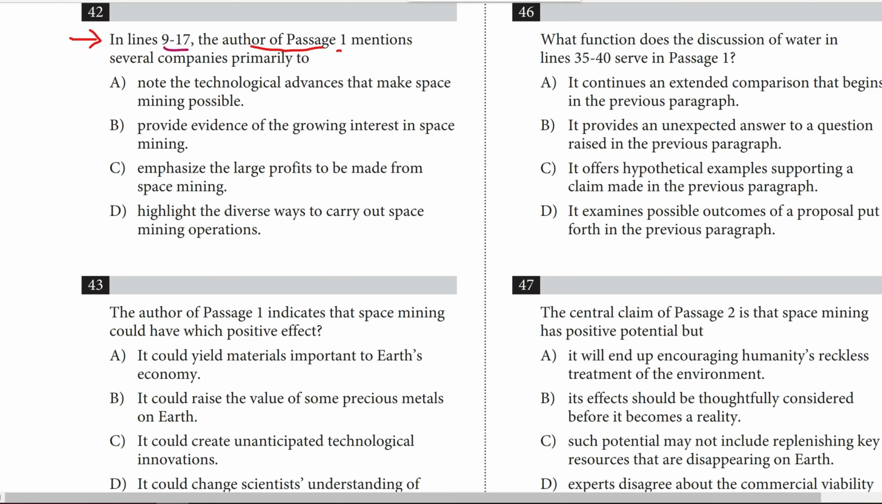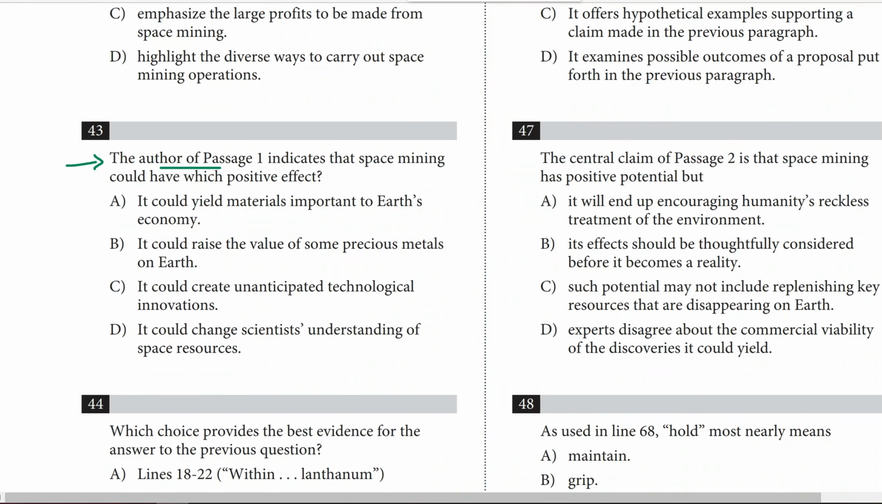Yes. ها. Take your time. I think B. Okay. B. هاجر do you agree ولا لا يا هاجر؟ Provide evidence of the growing interest in space mining. Okay, great. If there are many companies starting to what? To explore the space, that means what يا عمرو يا صلاح؟ إن there is a growing interest in space what? In space mining.